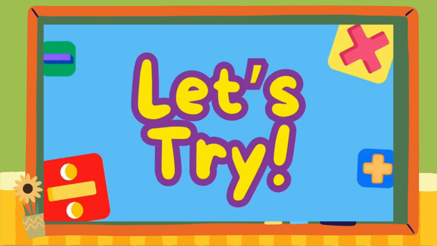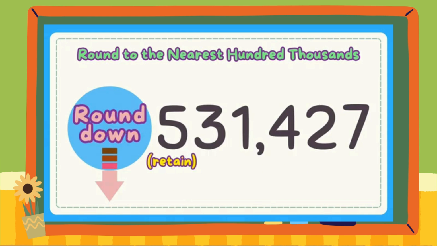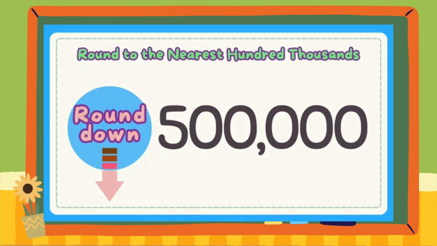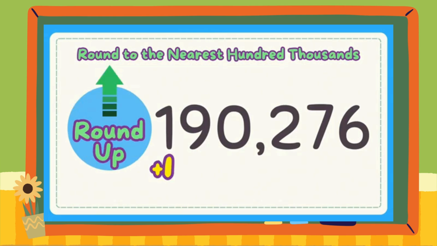And now, let's try rounding off these numbers to the nearest 100,000s. Yes, round down. We will retain 5 because the right digit is 3. Another one. What will happen to 1? Because the right digit is 9. Very good. Round up. We will add 1 to 1. So 1 plus 1 is 2.